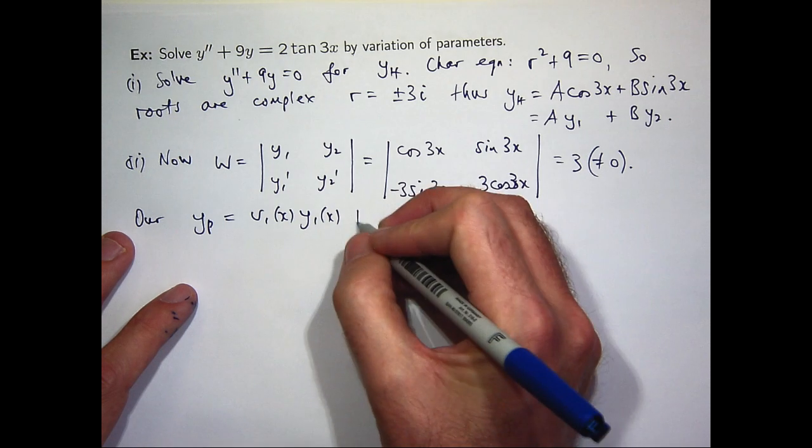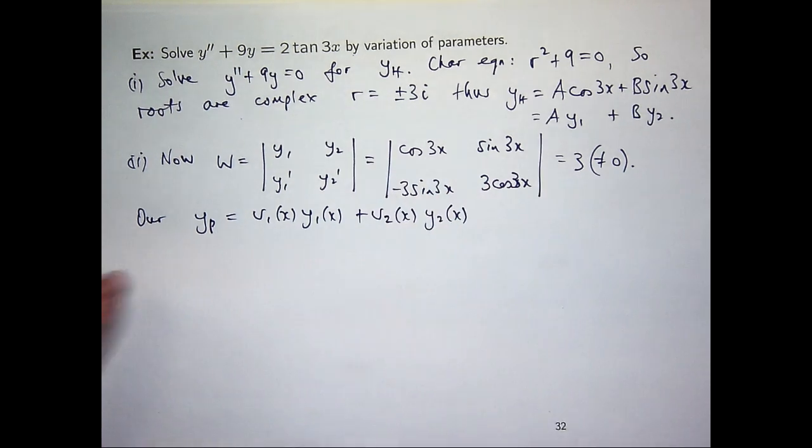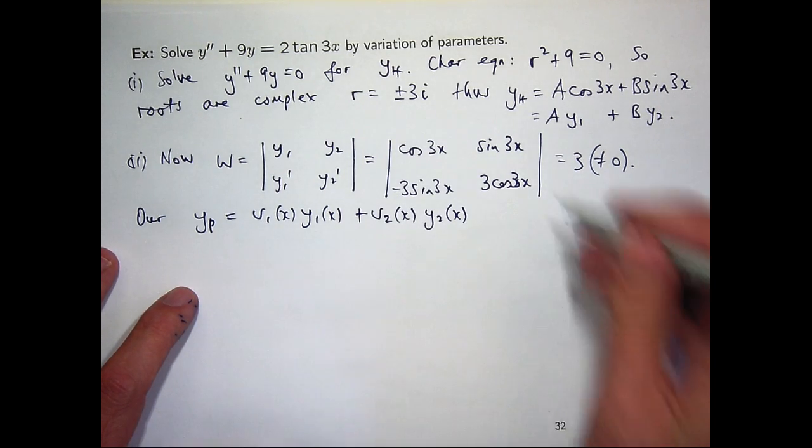Okay, well, let's use the following form for y sub p. And once we calculate v sub 1 and v sub 2, those two functions, we've got our y sub p. Okay, so we just need to do a little bit of integration to get this coefficient function and this coefficient function.